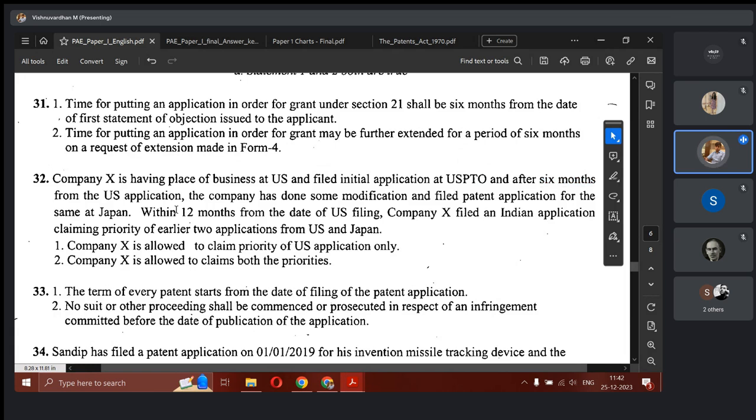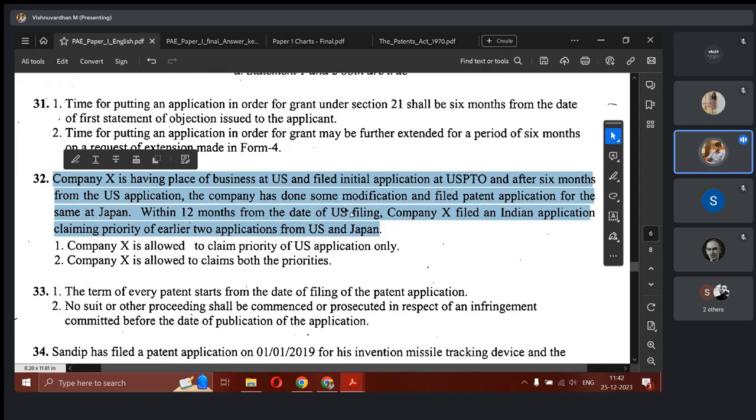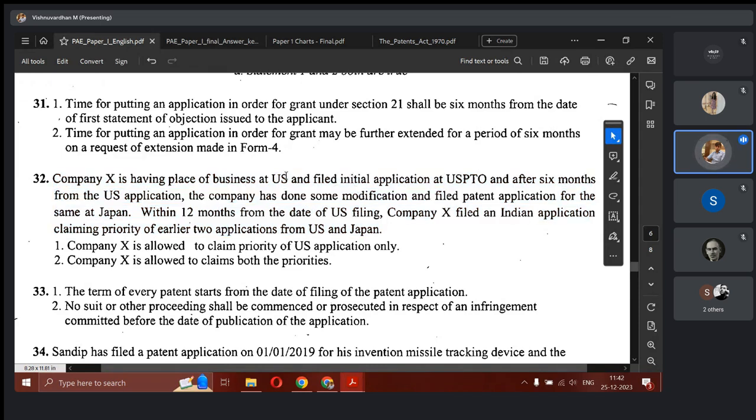Then within 12 months from the date of US filing, company X filed an Indian application claiming priority of earlier 2 applications from US and Japan. This is also applicable because it comes within the Paris Convention. So both the Indian and the Japanese application have the older priority date. Cool. Then company X is allowed to claim priority of the US application only. Company X is allowed to claim both the priorities. Okay.